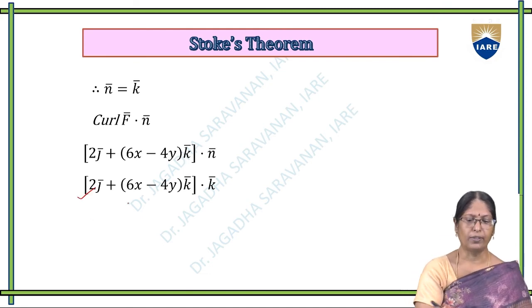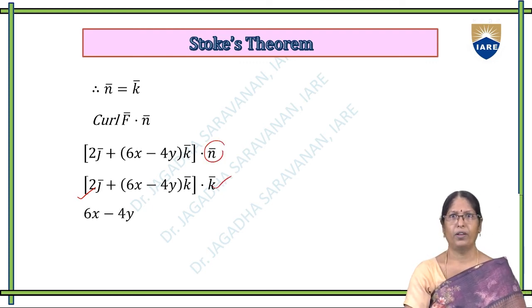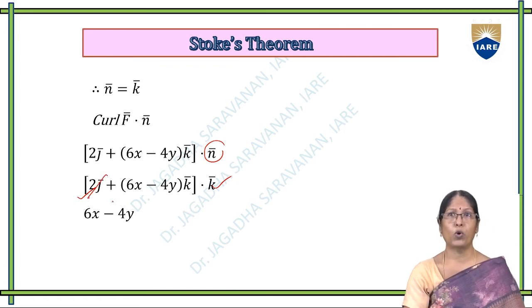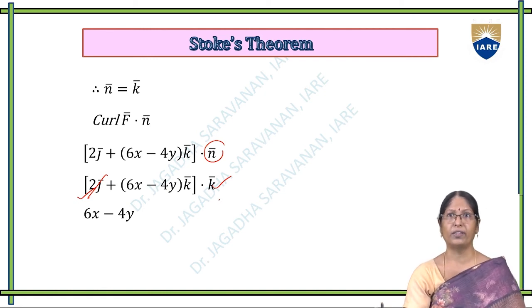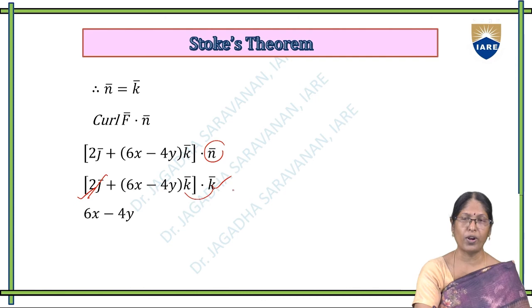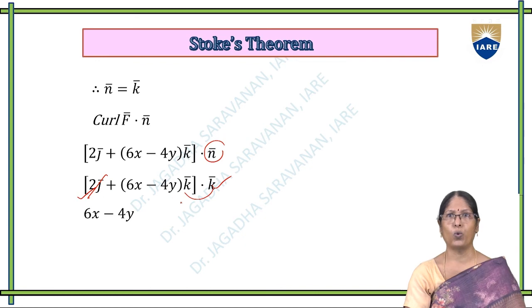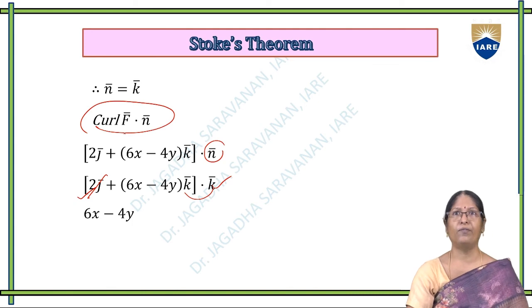So 2j plus 6x minus 4yk dot n, the unit normal vector, is k. The dot product with j is neglected because there is no j dot j or j dot k term, so it becomes 0. Only the dot product k dot k exists. So 6x minus 4y is the result. That is the curl F dot n value we obtained: 6x minus 4y.